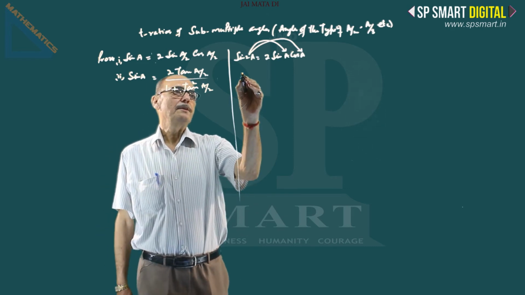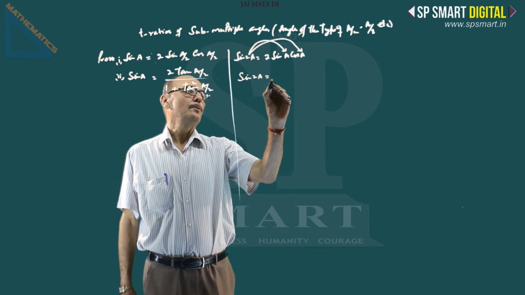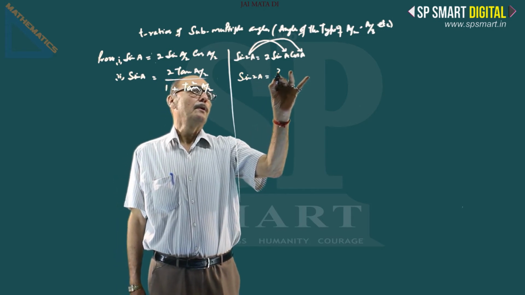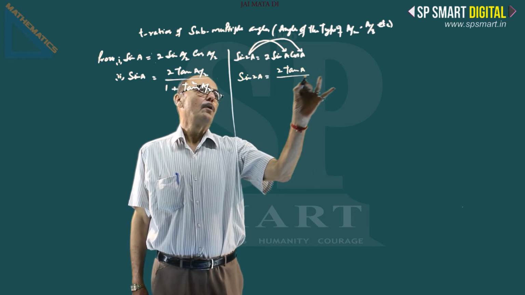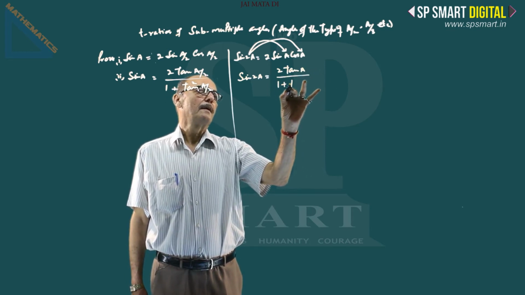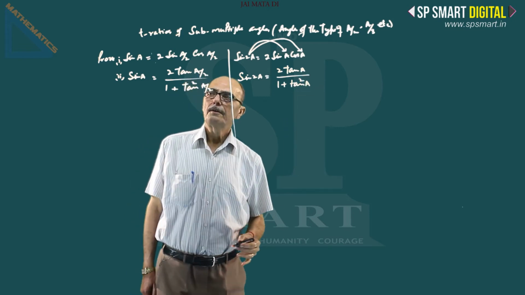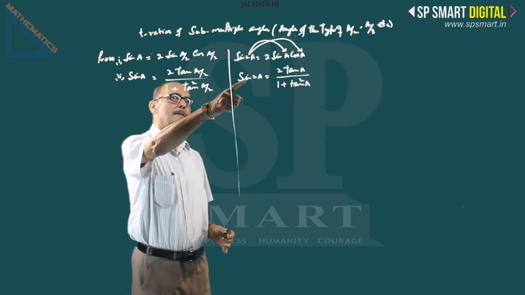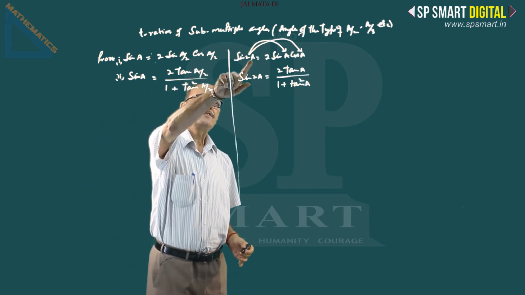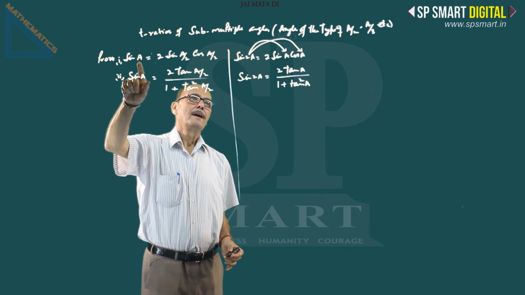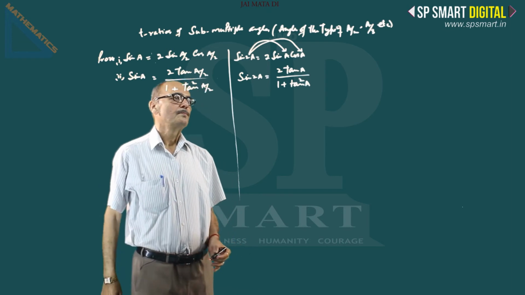So, it is similar to this formula, sin 2A equal to 2 tan of A over 1 plus tan square A. The difference in these formulas and in this formula is, here 2A is replaced by A and on the right hand side A is replaced by A by 2.